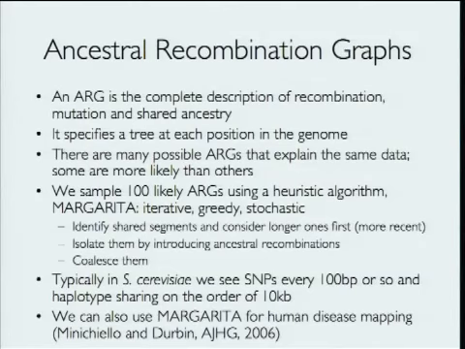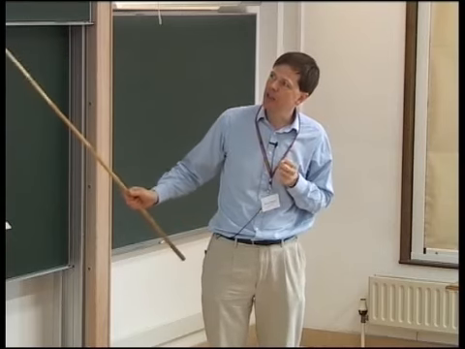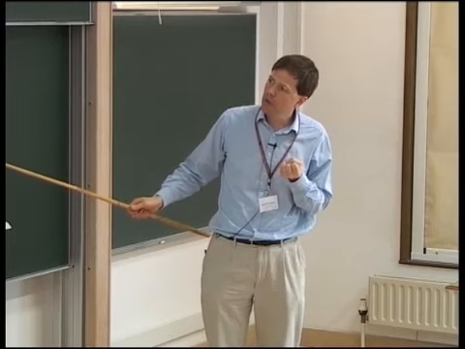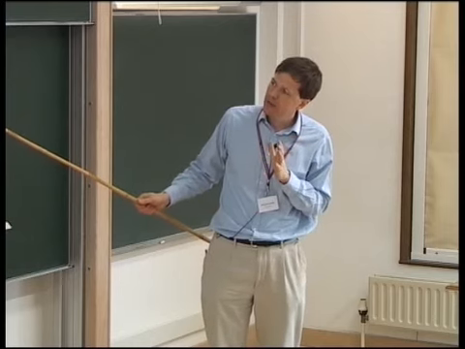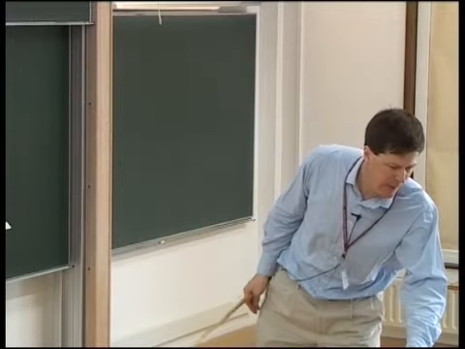Unfortunately, there are lots of possible ARGs that explain the same data. And so it's an ill-posed problem to find the correct one given a data set. But some are more likely than others. So there are sampling approaches, but correct sampling is hard. So we have a heuristic algorithm, Margarita, which is iterative and greedy, although it has some stochastic elements. And it basically puts together a plausible, reasonably likely ARG given the data. We've used it for human disease mapping. And in yeast, the data is such that it should work fairly well, as in humans.